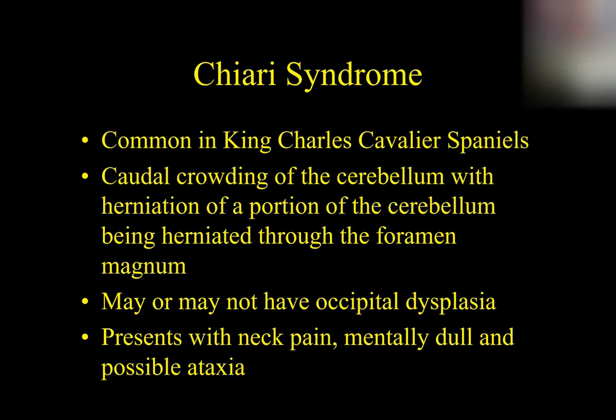We see it in people a lot, but they also see it relatively commonly in King Charles Cavalier Spaniels. It's a weird thing that happens in King Charles Cavalier Spaniels. And Chiari syndrome is again a variant of occipital dysplasia. It is where a part of the cerebellum, the part of the brain that sits just cranial to the occipital bone, squeezes through and tends to herniate out of the calvarium and into the spinal canal where the cerebellum is and the foramen magnum is.